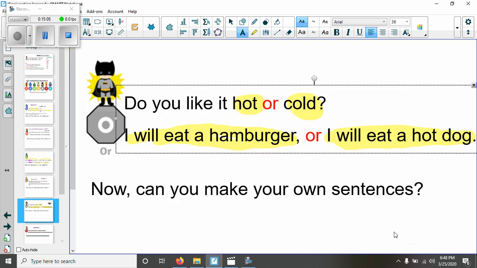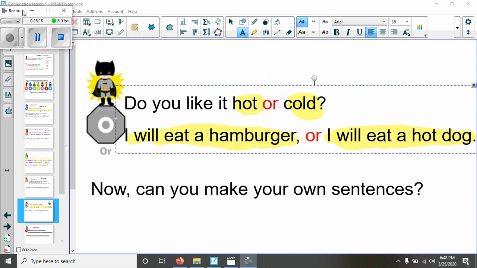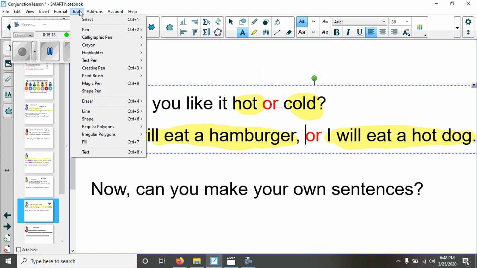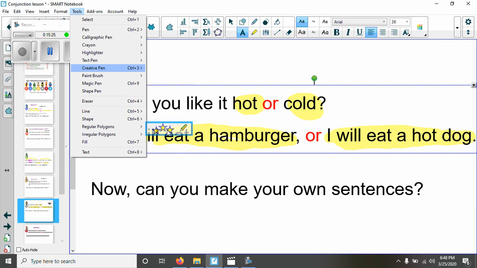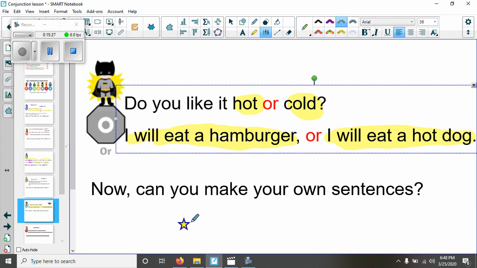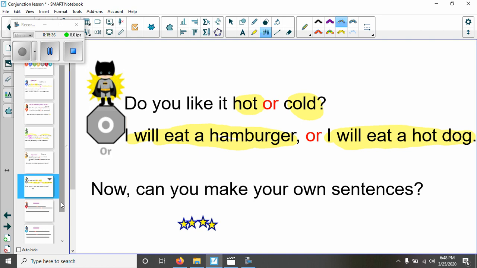Okay, it's not here. It was here somewhere. Alright, let me find it next time. Yes, it's from the tools. And yeah, here it is. It's the creative pen. Yes, you deserve a star. Stars for you because you're doing a brilliant job. Very good, year 3.